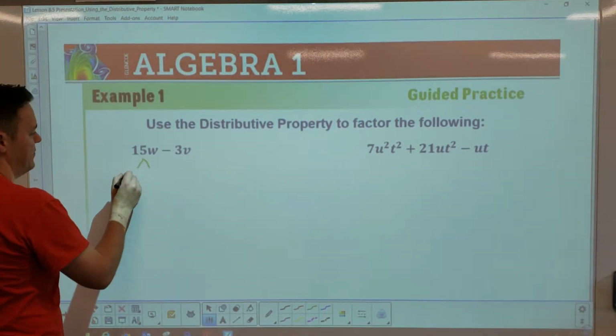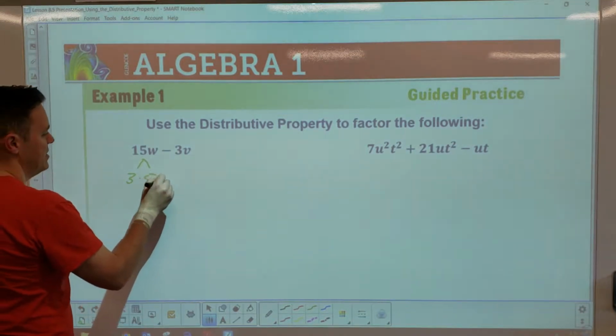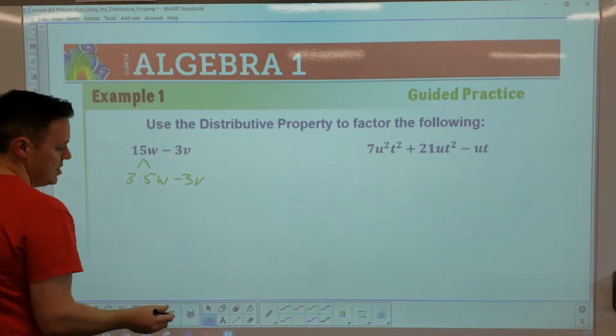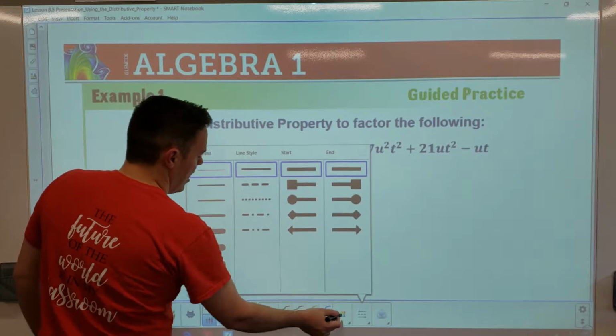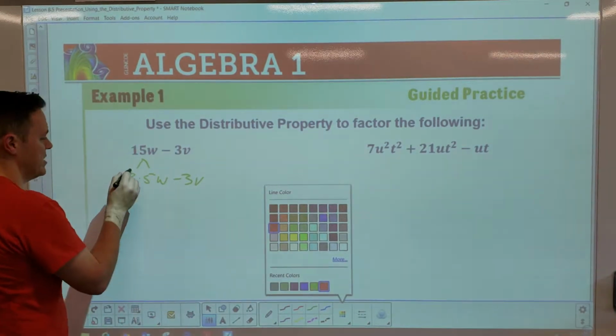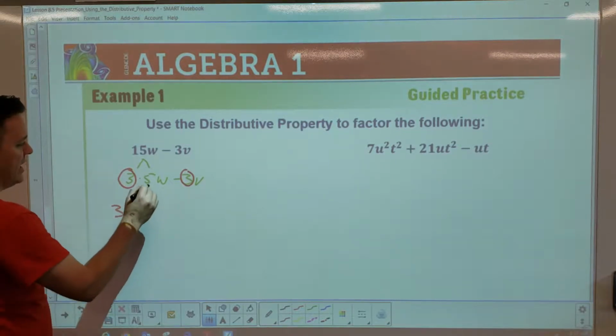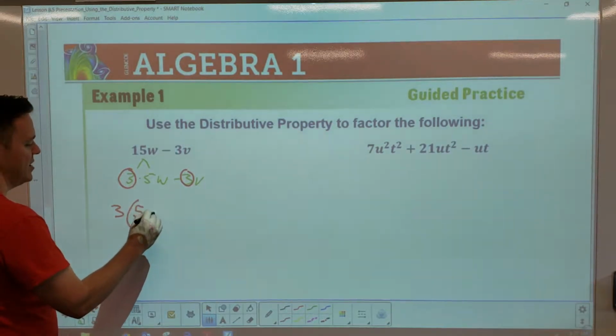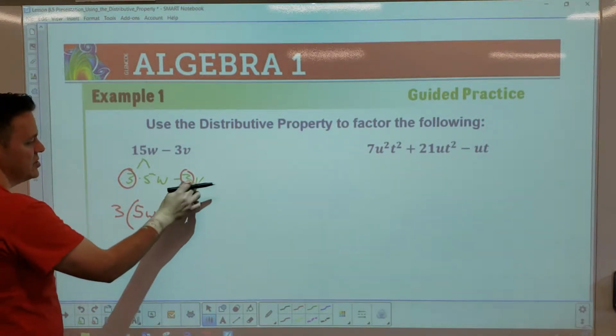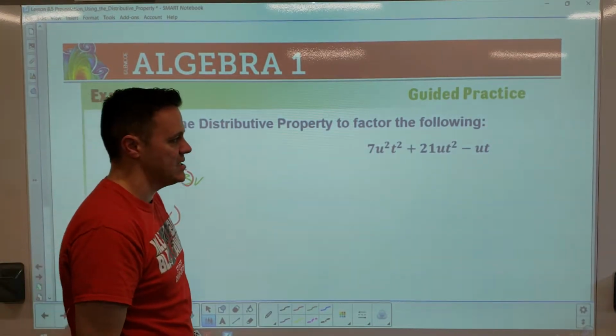This would be factoring out 3 times 5, w minus 3v. So what do they share in common? The only thing they share in common on this one is a 3 into 3. So you factor that out, and what's left behind is 5w minus v. Please don't forget the v. I saw a lot of students in class forgetting that one.